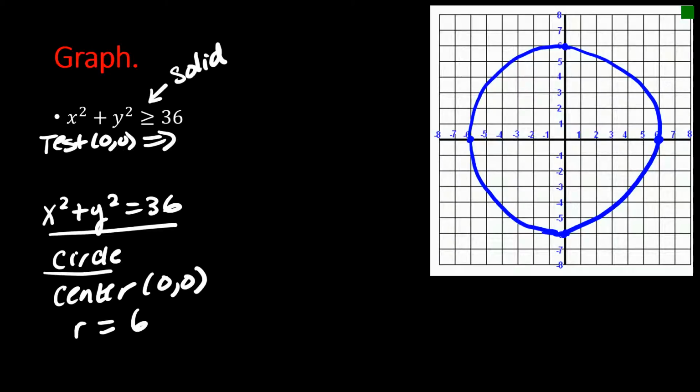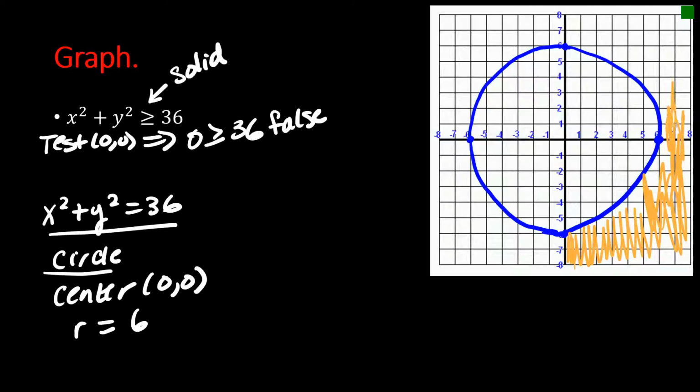I have 0 squared plus 0 squared, which is 0. 0 is greater than or equal to 36. This is a false statement, which means we're going to shade outside of the circle. So all this region in all 4 quadrants outside of the circle.